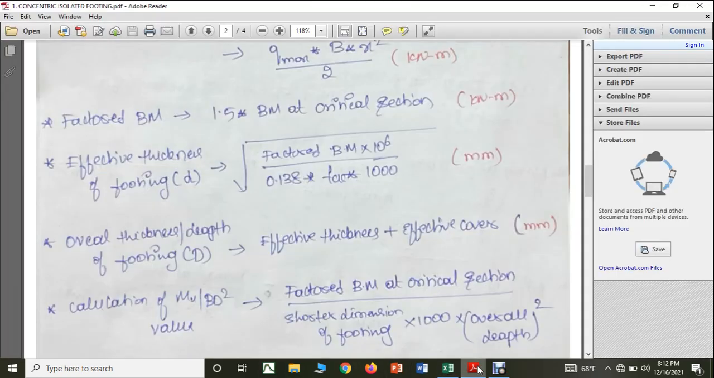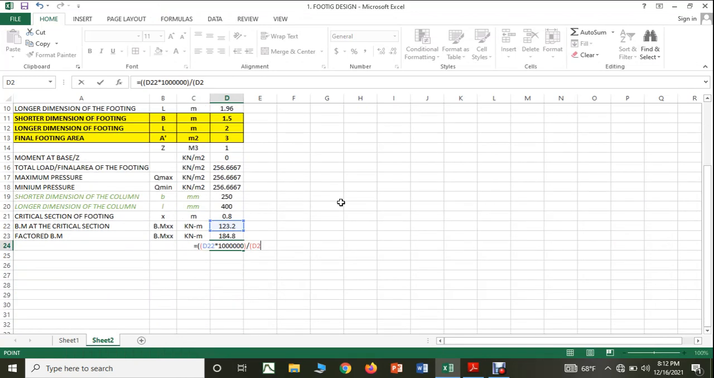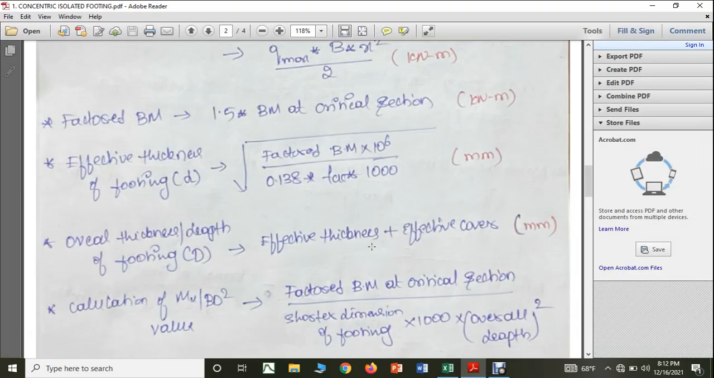The formula is 0.138 FCK 1000. So I have to choose 0.138 into FCK into 1000, and I will close the bracket. That will give the value of the top load, that is this value. That value has to be under a square root. Then I will get the thickness or depth of the footing in mm. Sorry, not the overall depth, the effective depth of the footing.